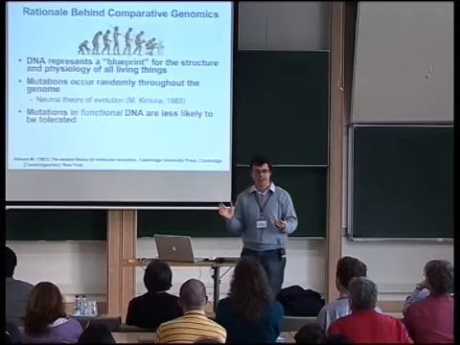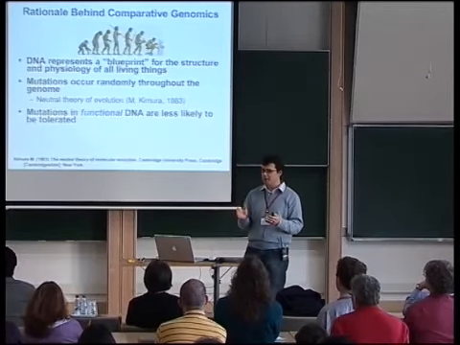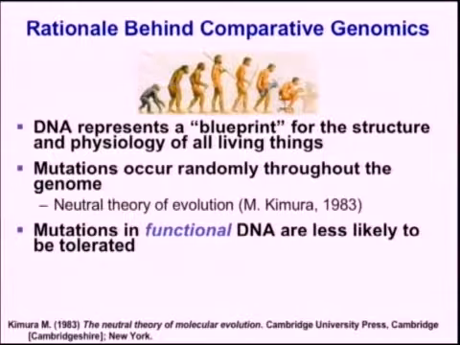So I decided to take a step back here. Some other folks went through this earlier today, but how does comparative genomics really work? Well, first of all, everything living has DNA. This is, I think, sometimes quite fascinating when you try and think about this fact. And mutations in DNA are occurring randomly throughout the genome.